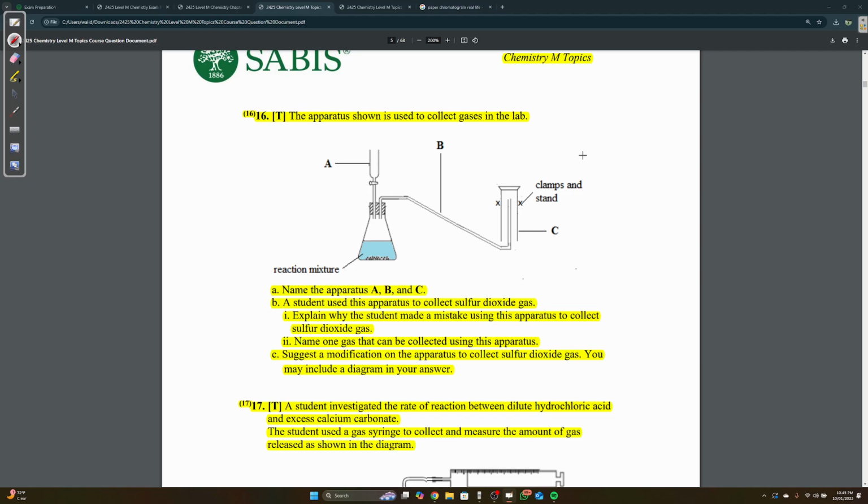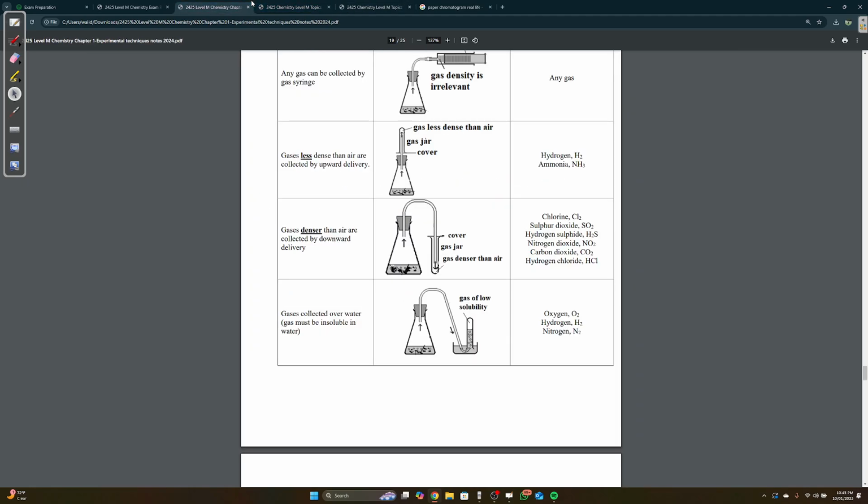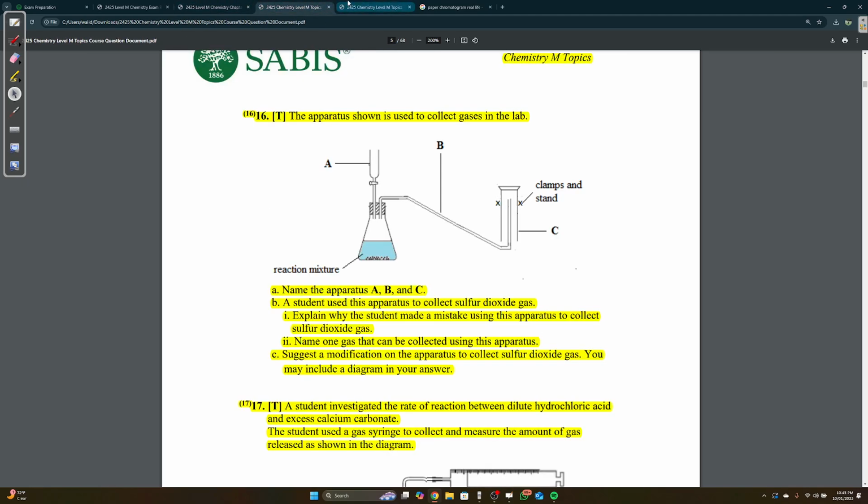Upward delivery, what are stuff that's lighter than air? You could say ammonia, hydrogen. Hydrogen is the first one I can think of. Hydrogen is very light, right? So if they want to use this one, obviously it's going to be upward delivery because it's going up, right?